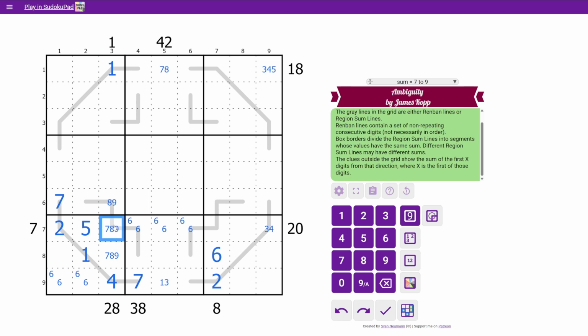Now, if this was a Rinban, the 7 would have to go here, and the 5 would have to go here. Alright, that still looks okay though. But the 7 does have to go here, so the 7 goes up here. Seven goes in this 2 by 2. The 2 goes in here.